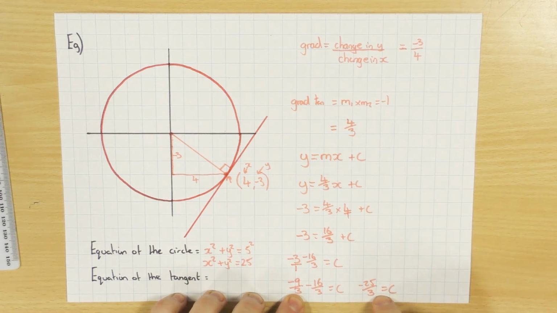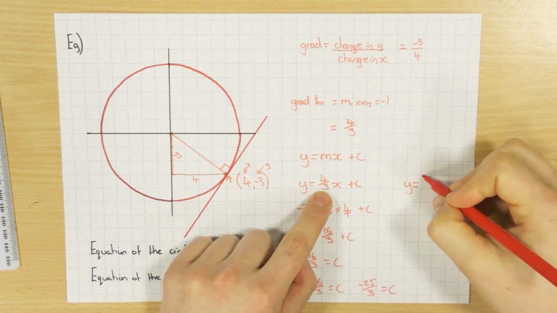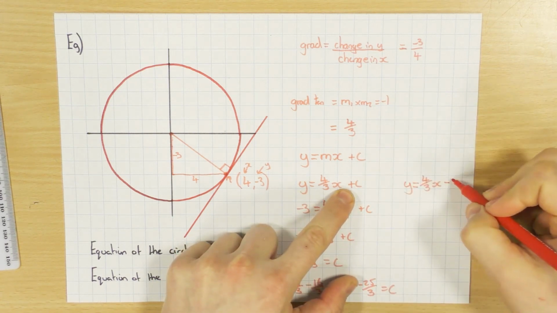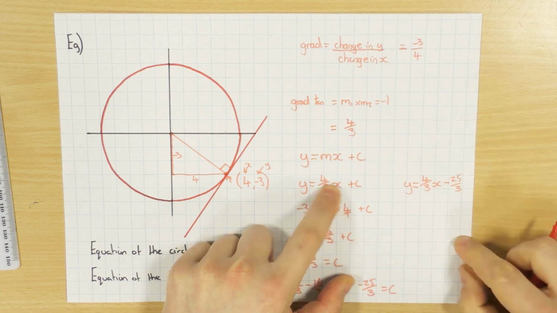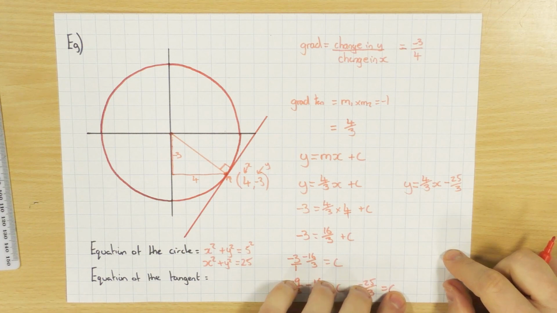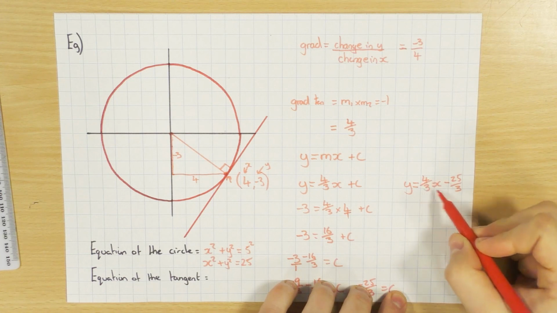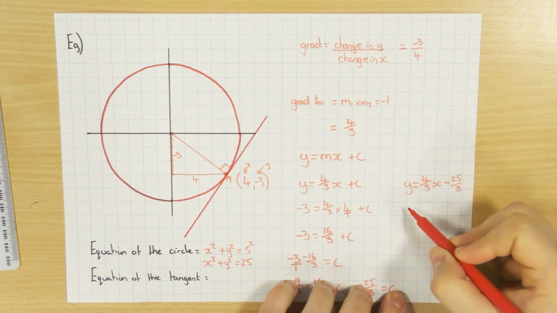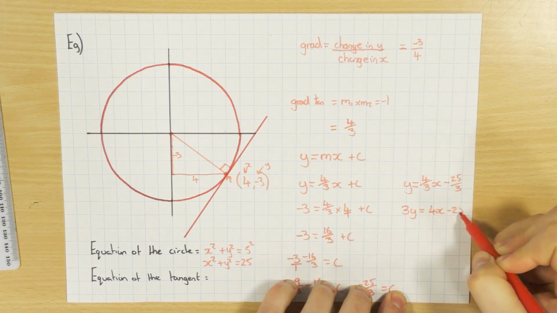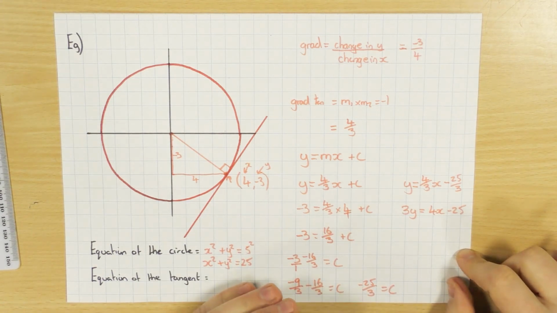Once you've done that, don't forget to go back and substitute it into your equation as your final answer. So y equals 4 over 3x plus your y-intercept, which we know is minus 25 over 3. And there you go, there's the equation of the tangent there. Okay. So what you could do here, I suppose, you might want it in a different format. Because that's divided by 3 and that's divided by 3, you could times everything by 3 to have 3y equals 4x minus 25. Don't have to do that, but it's just something that you could do to make it a little bit tidier.